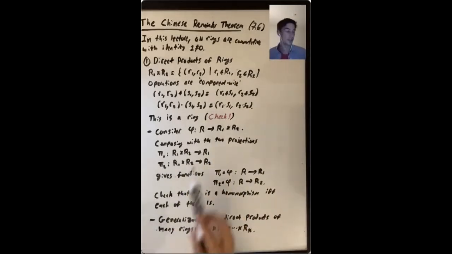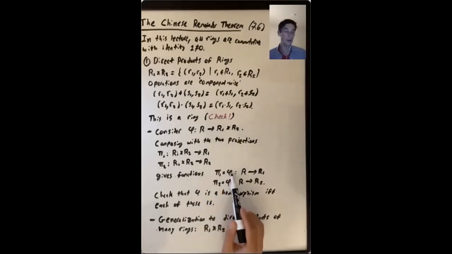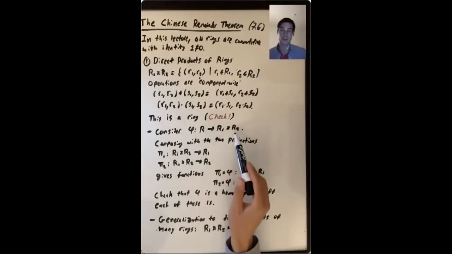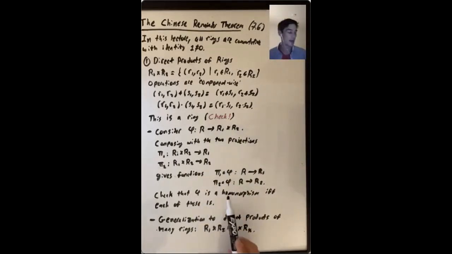So we can compose these functions and take something in R, send it to R1 cross R2, and then see what its first component is and what its second component is. Composing gives functions pi1 following phi, which goes from R to R1, and pi2 following phi, which goes from R to R2. You should check that the conditions needed for phi to be a homomorphism into this direct product are exactly the same as separately requiring that both of these compositions are ring homomorphisms. So the statement is that phi is a ring homomorphism if and only if both pi1 following phi is a ring homomorphism and pi2 following phi is a ring homomorphism.